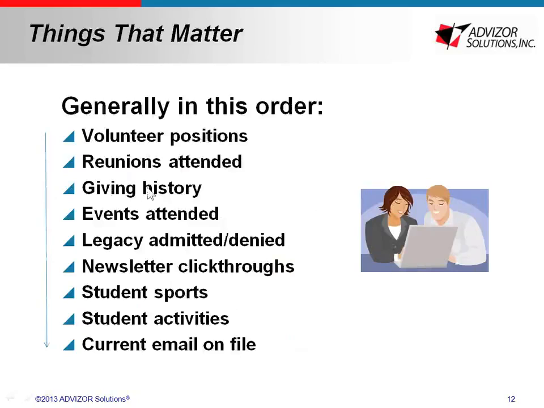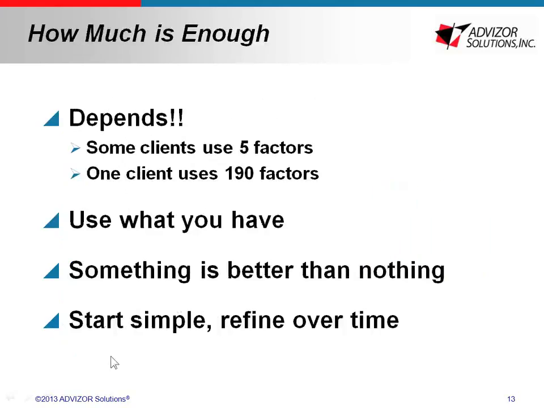Reunions attended, giving history, frequency and regularity, events attended, which ones, legacy admitted, denied, has an impact, positive on one, negative on the other. Newsletter click-throughs are indications of interest and also an area of interest by what they're actually clicking through on. We talked about student sports, student activities, and whether you have the email on file means has there been recent dialogue. But generally these will give somebody a higher score versus these.